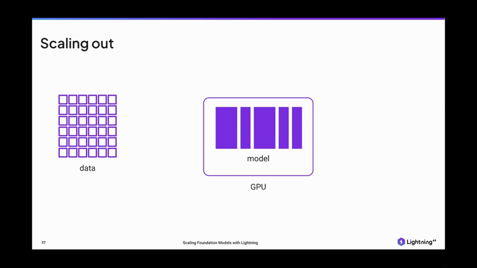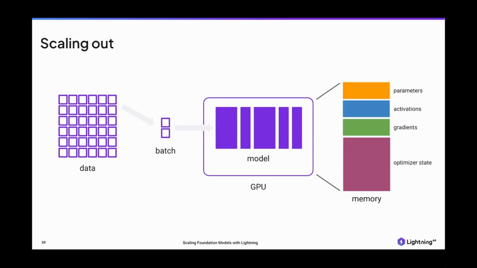And ways to scale out, of course. In the single node case, you have your data, you have your batch, you have your model, and then the memory that this model will need to run is roughly subdivided in these ways. You have the parameters, the activations, the gradients, and then a big chunk related to the optimizer state. Depending on the optimizer, of course, you will need to store one or more copies of the equivalent parameters.